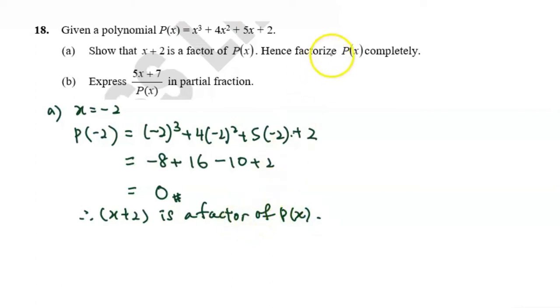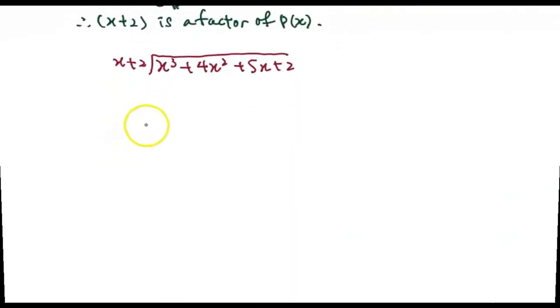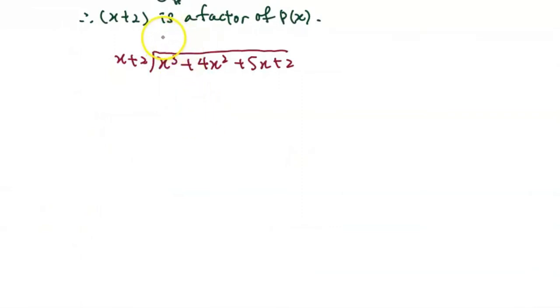Then we are going to factorize this polynomial completely. Since this polynomial is a cubic polynomial and one of the factors we already proved, in order to find the two other factors, we will do our long division. Remember here, you are not allowed to use a calculator to get the answer. Now we are doing our long division.